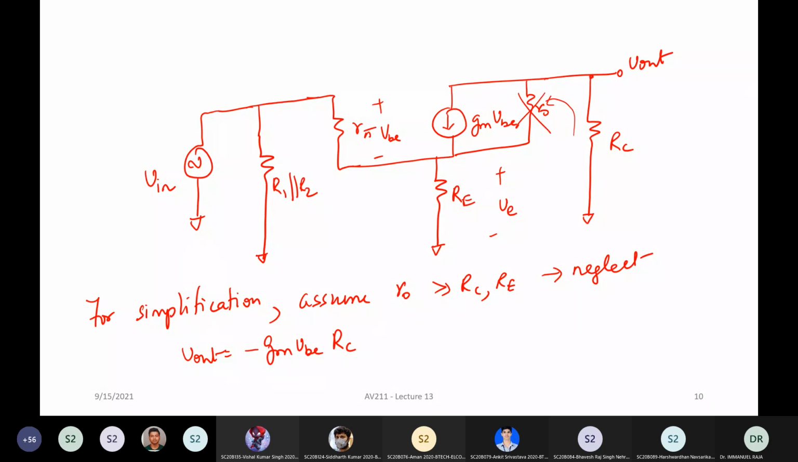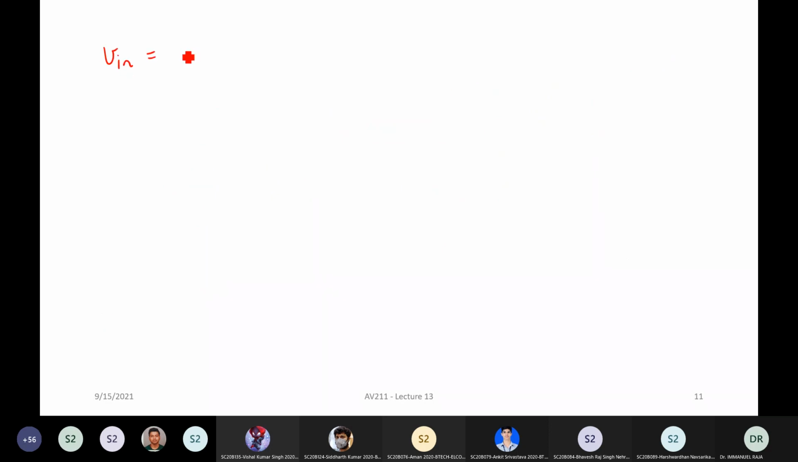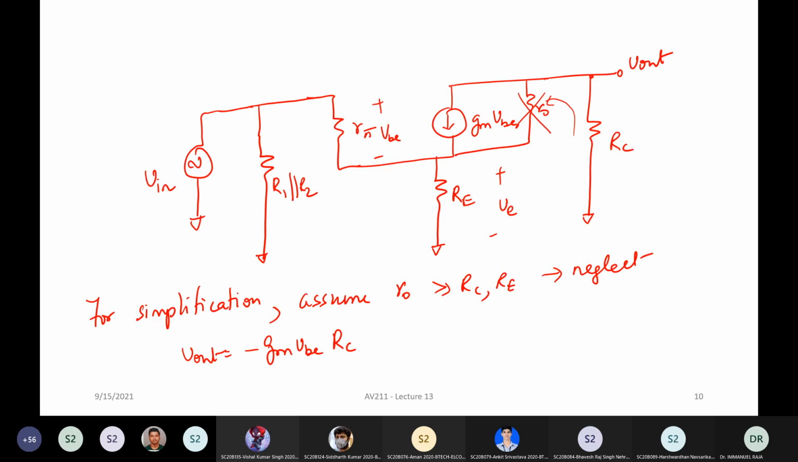Now what is your VBE? VBE is nothing but Vin minus this voltage VE, or rather I can write Vin equal to VBE plus VE. Correct? Now what is my VE? VE can be written as this current IE that is flowing multiplied by RE. Someone asked: there is RS also, no? RS we'll take care of later. I'm right now calculating only the intrinsic gain.